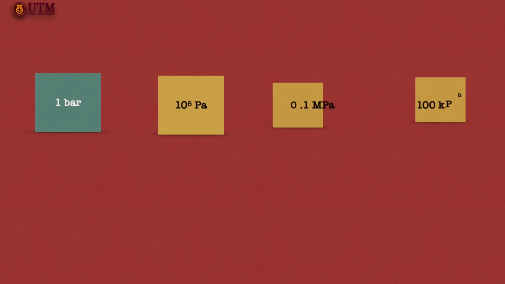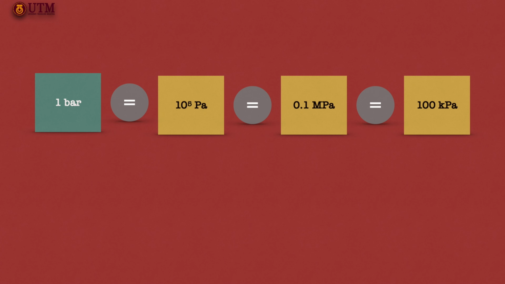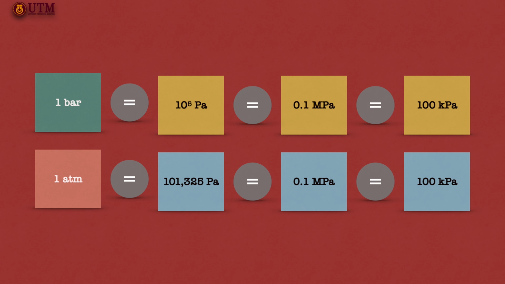The pressure unit Pascal is too small for most pressures encountered in practice. Therefore, its multiples kilopascal and megapascal are commonly used. Three other pressure units commonly used in practice, especially in Europe, are bar, standard atmosphere, and kilogram force per square centimeter.